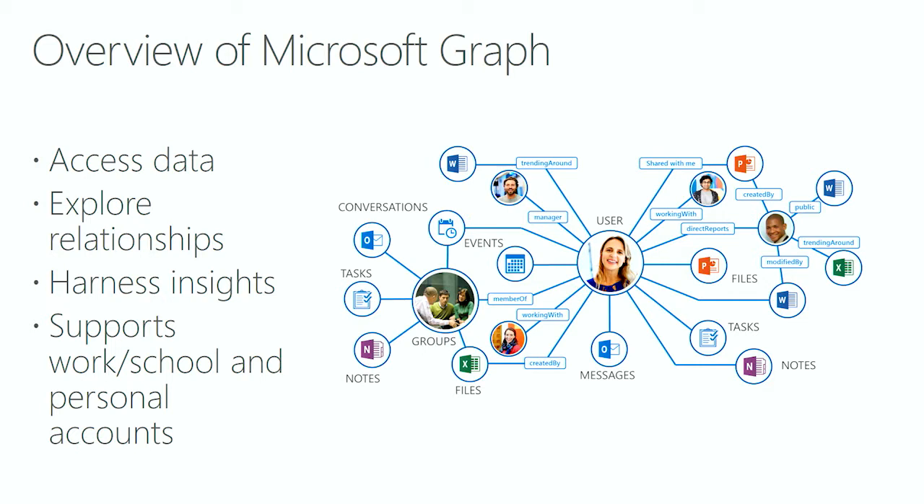You can do things like, given a user, figure out who their manager is, or groups they're a part of. And you can go beyond just data and relationships, and you can get a sense of what that data and those relationships really mean. With Insights APIs like People, which gives you people relevance based on your communication with individuals in your organization and outside of your organization, as well as trending insights, which lets you know what files are popular in your org. And Graph supports both work and school, as well as personal accounts, so you can build one application and have it work across all your users.